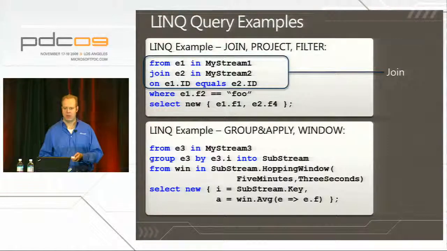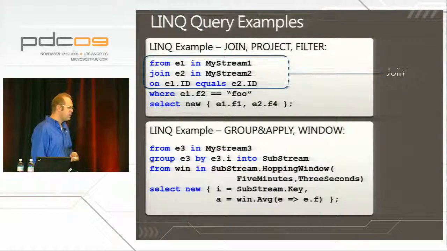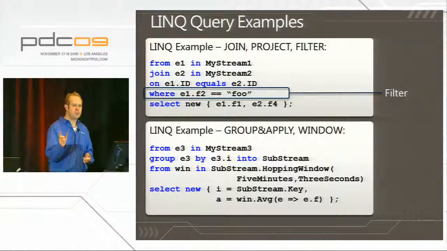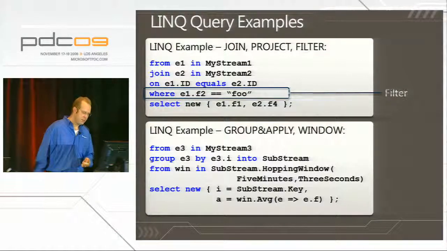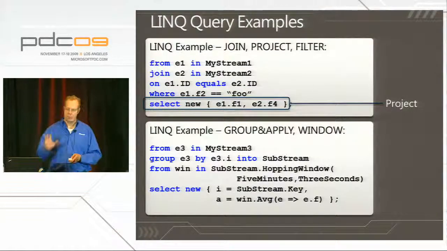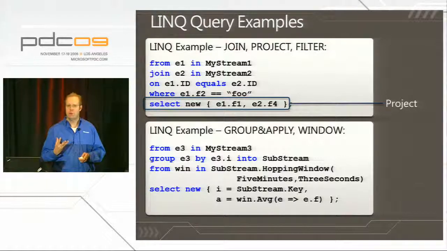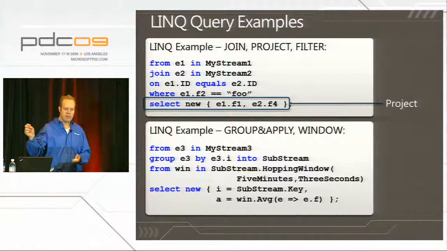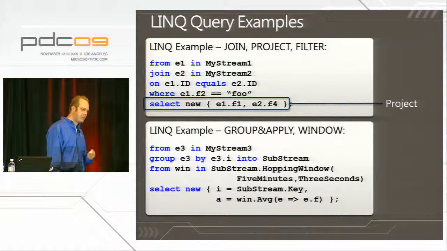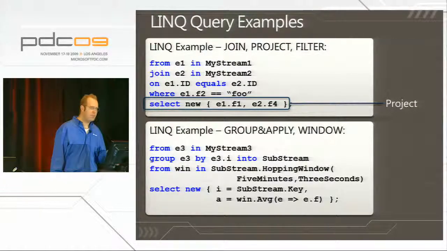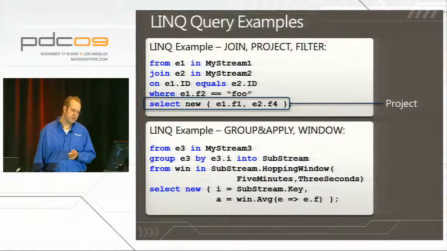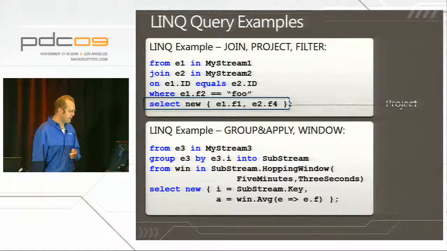That's the first operation here that I have. In addition to that, I want to do a filter operation over it where I check for the presence of a particular string in one of the fields. That's the filter operation. And based on that, I compose a new result event type that takes one field from the first stream and another field from the second stream. So very straightforward. Also for the folks who are familiar already with writing SQL, it's very similar to SQL syntactically.